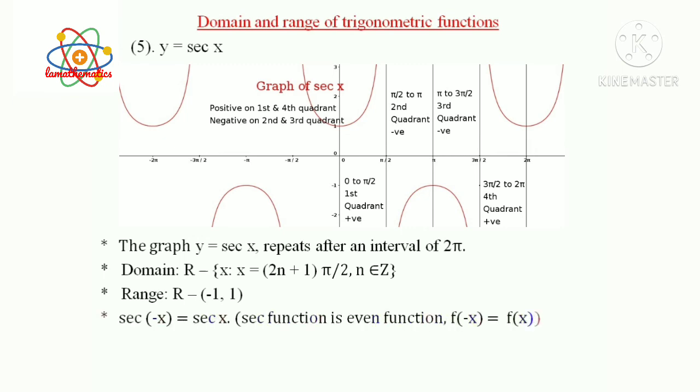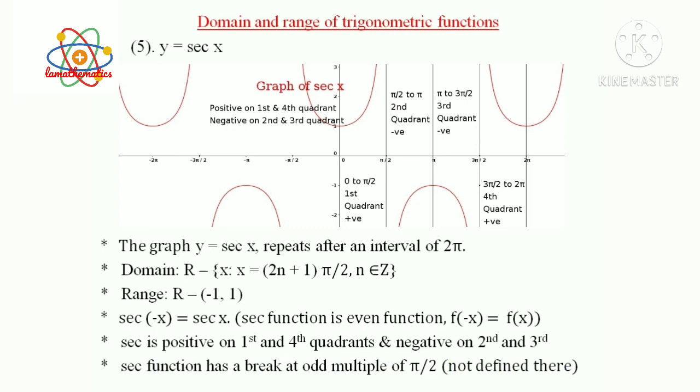That is, the graph of sec function does not exist at open interval minus 1, 1. Sec minus x equal to sec x. That is, sec function is an even function. Sec is positive on first and fourth quadrant and negative on second and third quadrant. From figure, it is clear that on first and fourth quadrant, the graph of sec function is above x-axis, and on second and third quadrant, the graph is below x-axis.